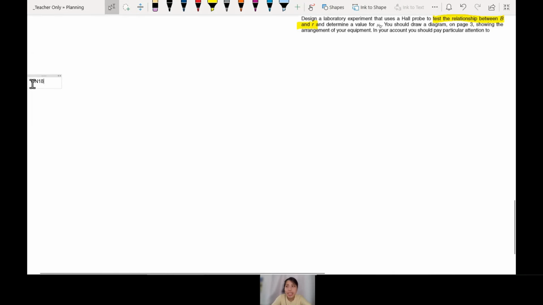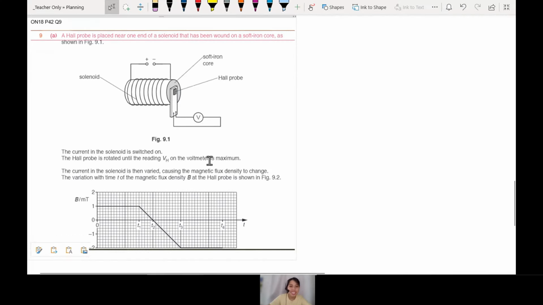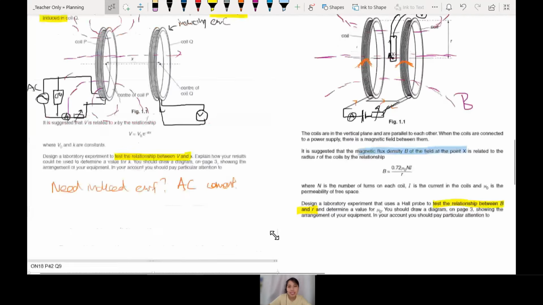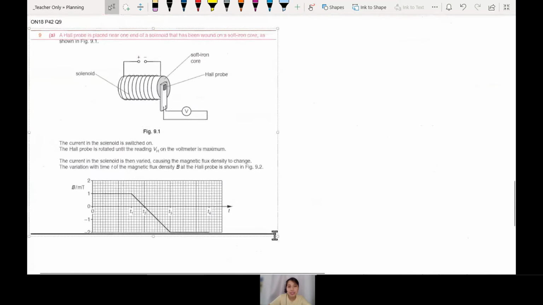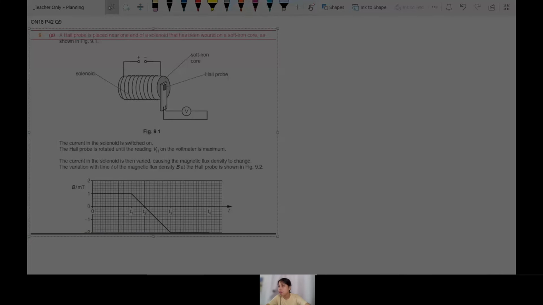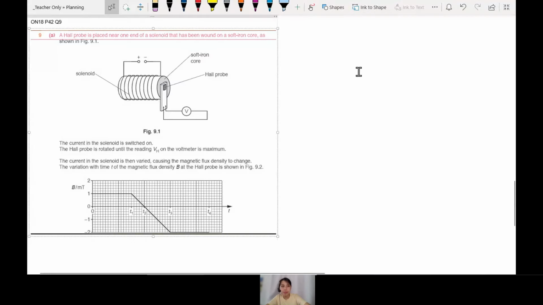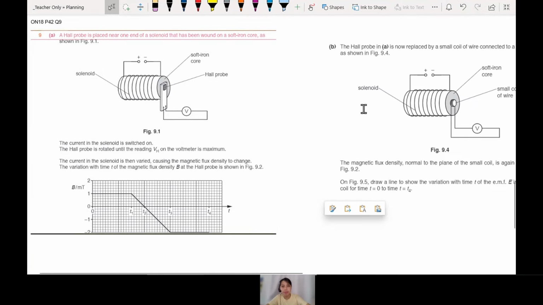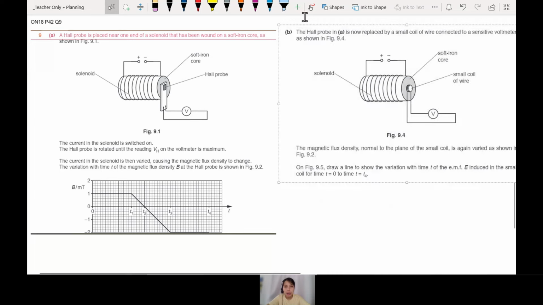On the left side, I'm going to put ON18 P42 Q9. This one is like the examiner saying, I'm very bored, I designed the question until bored. Okay, we put both together, induction and also magnetic field. So for part A, you read the question: put a Hall probe there in the coil, measure magnetic flux. Pretty straightforward.